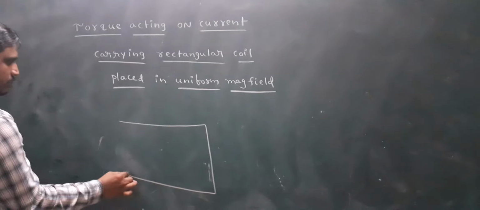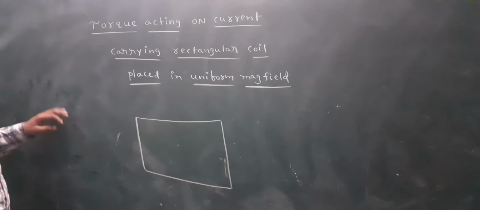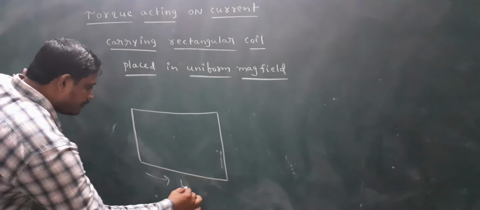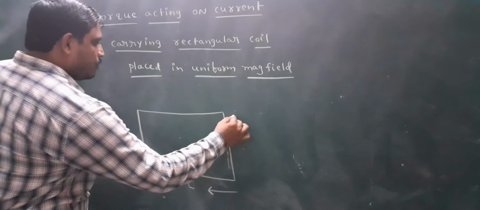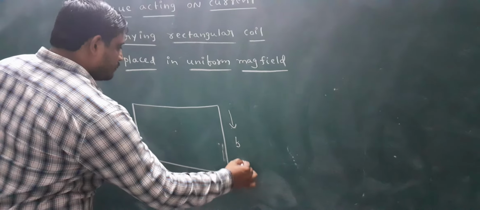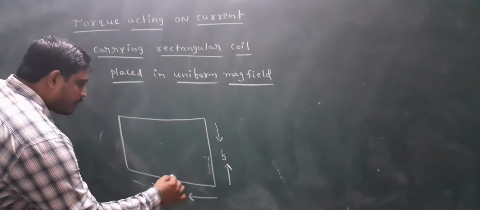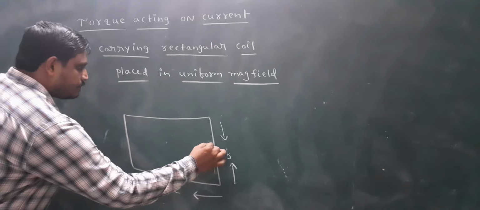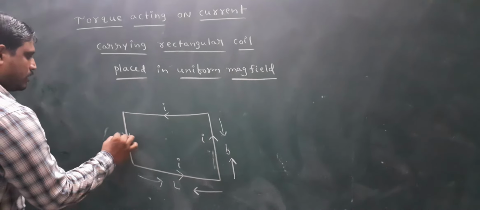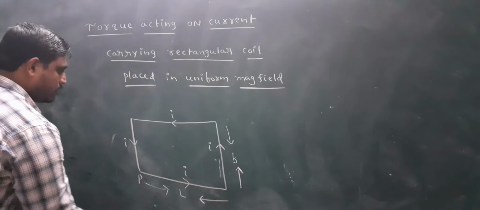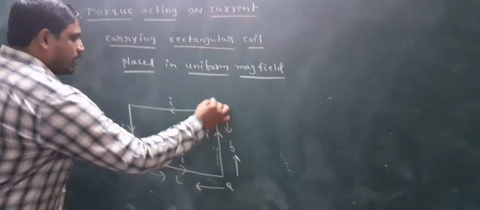A rectangular coil having length L, breadth B, carrying a current I. The corners of the rectangular coil are named P, Q, R, S, as shown in the figure.